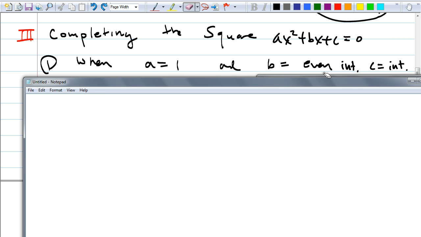So if b isn't going to be a nice even number, if you have an odd number, you're going to get fractions. So why not then just use the quadratic formula? So if a is 1 and b is even, you might just want to use the completing the square method.